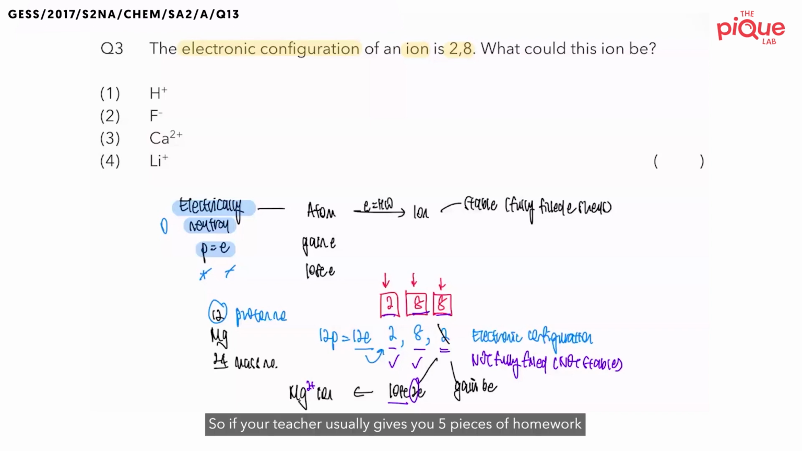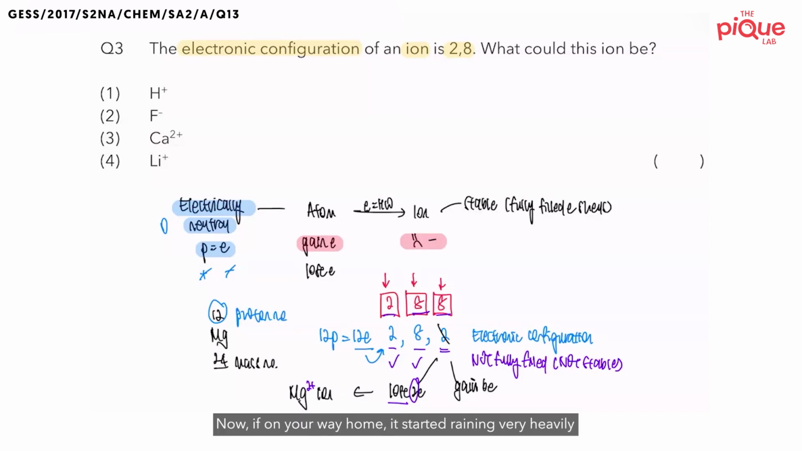So if your teacher usually gives you 5 pieces of homework and today she decides to give you 2 more pieces of homework, will you be happy or will you be sad about it? You will be very upset. So likewise for atoms, atoms that have gained electrons will turn into very sad ions. In other words, the ions will have a negative charge.